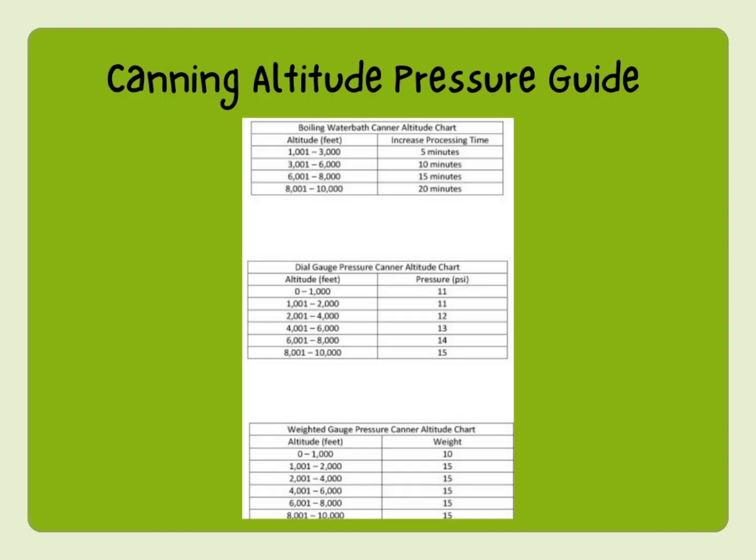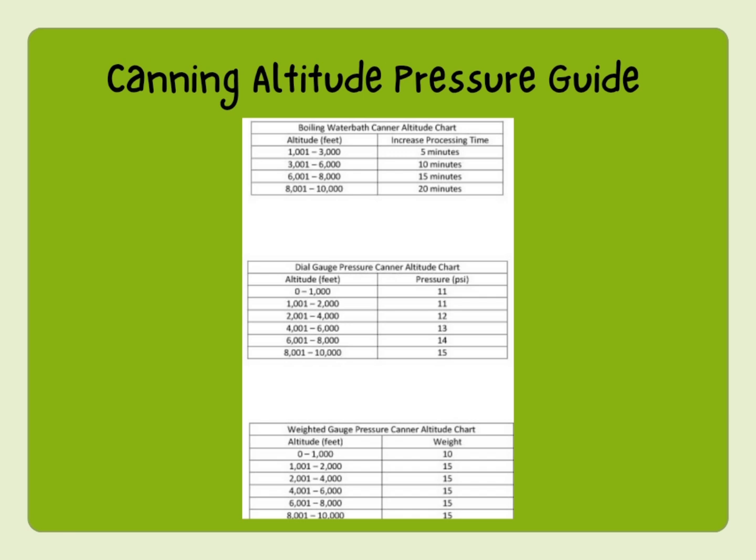The last part I want to give you guys is a canning altitude pressure guide. It gives you the altitude for 1,001 feet to 3,000 feet for hot water bathing, basically saying that you should increase your processing time 5 minutes. So this chart is very helpful.